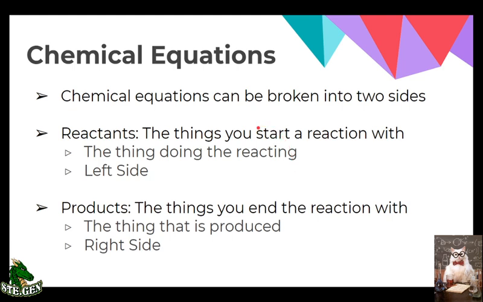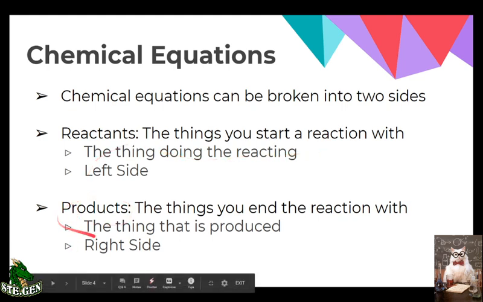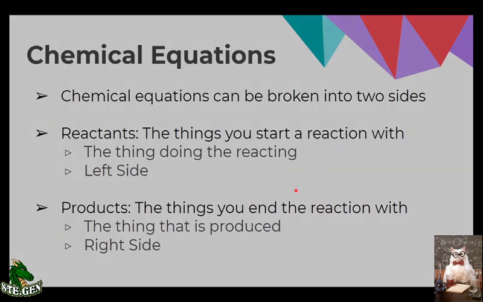Chemical equations can be broken into 2 sides. There's reactants on the left. These are the things that you start with. They are the things that are reacting. They are changing. And then on the right side, you have products, the things that you end the reaction with, the things that are produced.